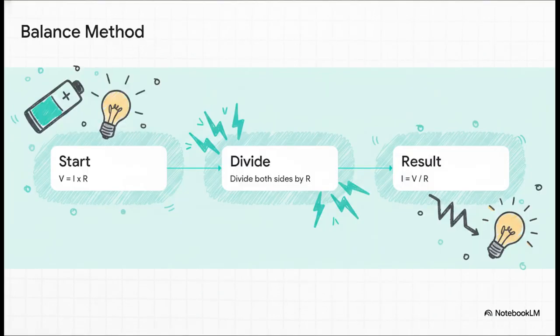Now, knowing the formula is great and all, but applying it is where the real magic happens. Let's quickly walk through the balance method to mathematically rearrange this formula. Say we want to find the current. We start with V equals I times R. To get I all by itself, we just divide both sides by R. And the result? Current equals voltage divided by resistance.